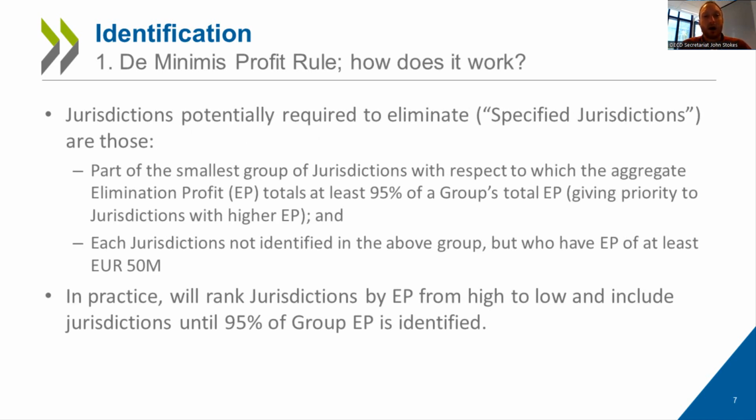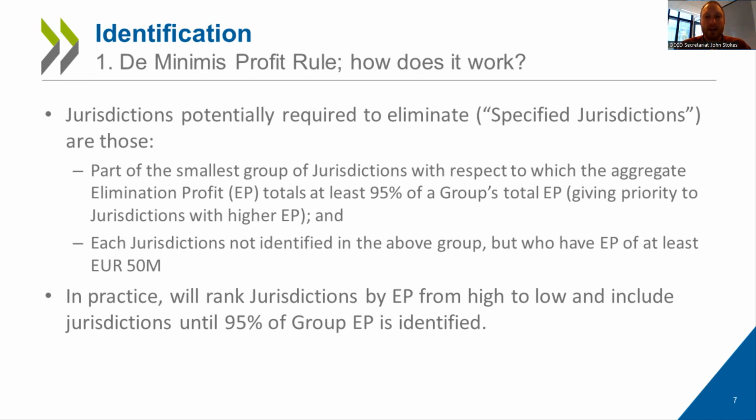This next slide sets out how that rule applies. And there are two legs to this test. And it says that the jurisdictions potentially required to eliminate double taxation, jurisdictions referred to as specified jurisdictions within the rule, are, first of all, those jurisdictions that are part of the smallest group of jurisdictions with respect to which the aggregate elimination profit, and we'll talk about elimination profit a little bit later on, but for the time being, just think about profit of the group. That's the easiest way to think about it as we conceptualize the de minimis rule, that totals at least 95% of the group's total elimination profit, giving priority to jurisdictions with higher elimination profit.